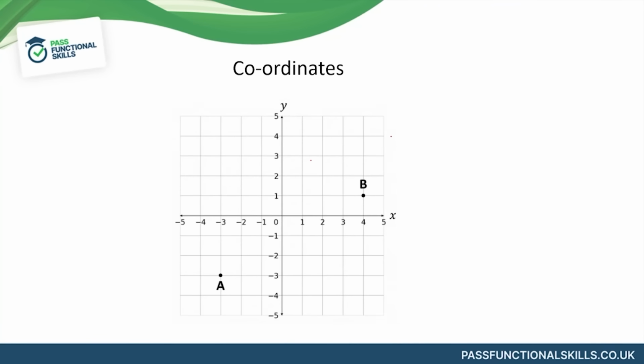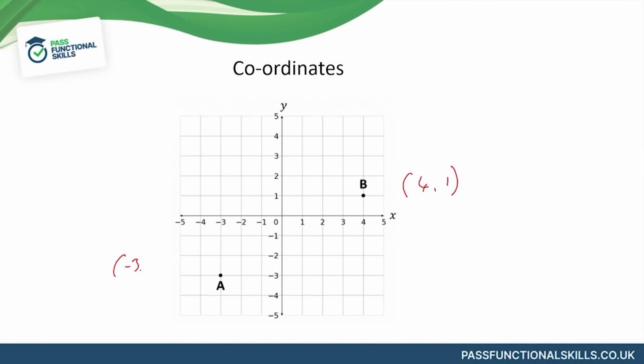Coordinates is quite an easy thing to get right. You just need to remember it's horizontal then vertical. At schools we normally teach children go along the corridor and up the stairs. So for B, what are the coordinates of B? Well, we're going along to 4 and up to 1. So the coordinates for B is 4, 1. For A, we're going along to -3 and then down to -3.